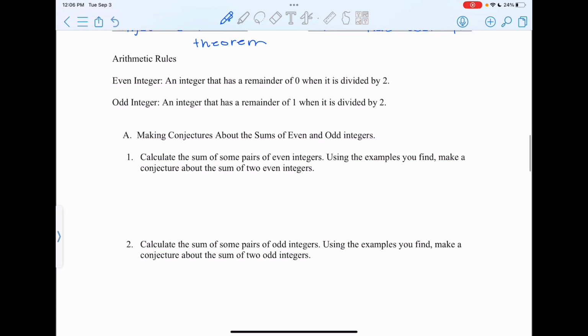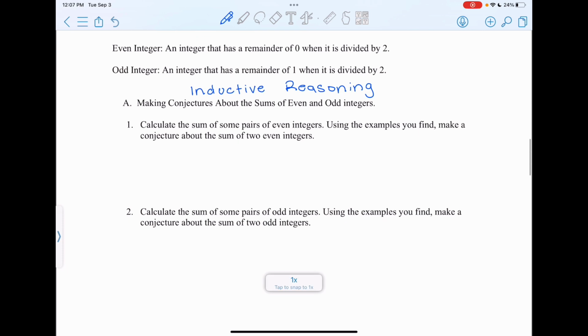So we're actually going to start with some inductive reasoning first. Making conjectures about the sums of even and odd integers. Since we're only making conjectures, this is inductive reasoning. It says calculate the sum of some pairs of even integers. Using the examples you find, make a conjecture about the sum of 2 even integers.